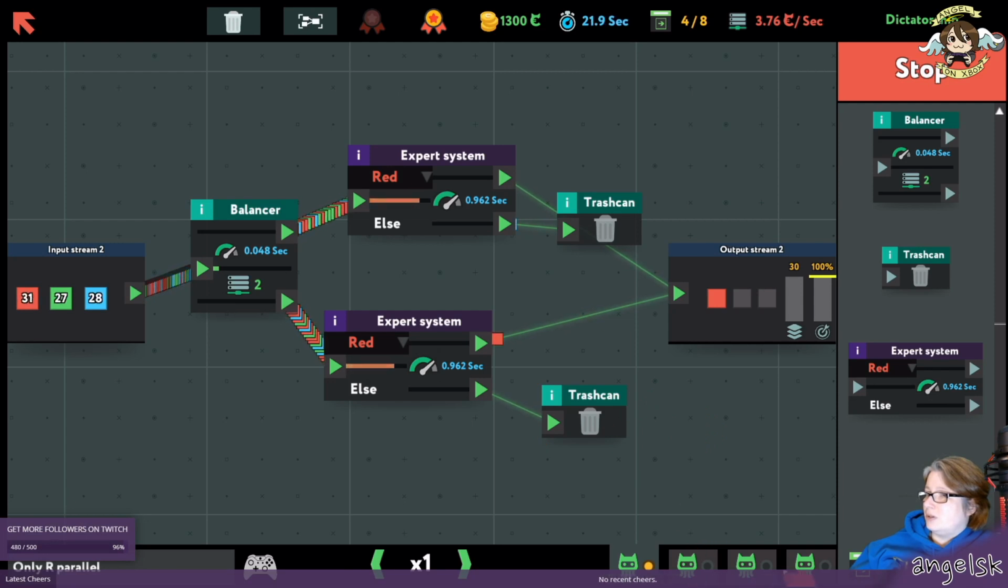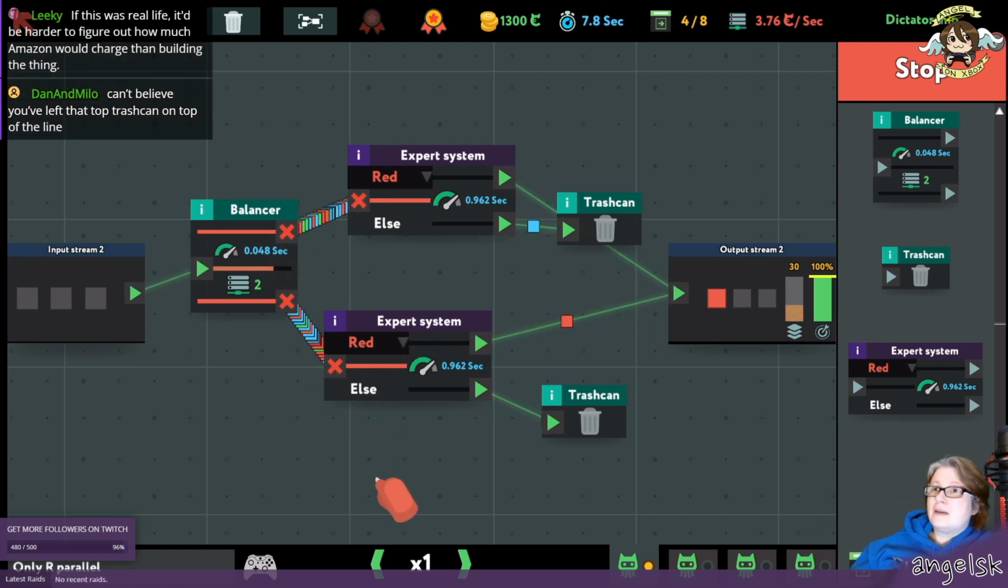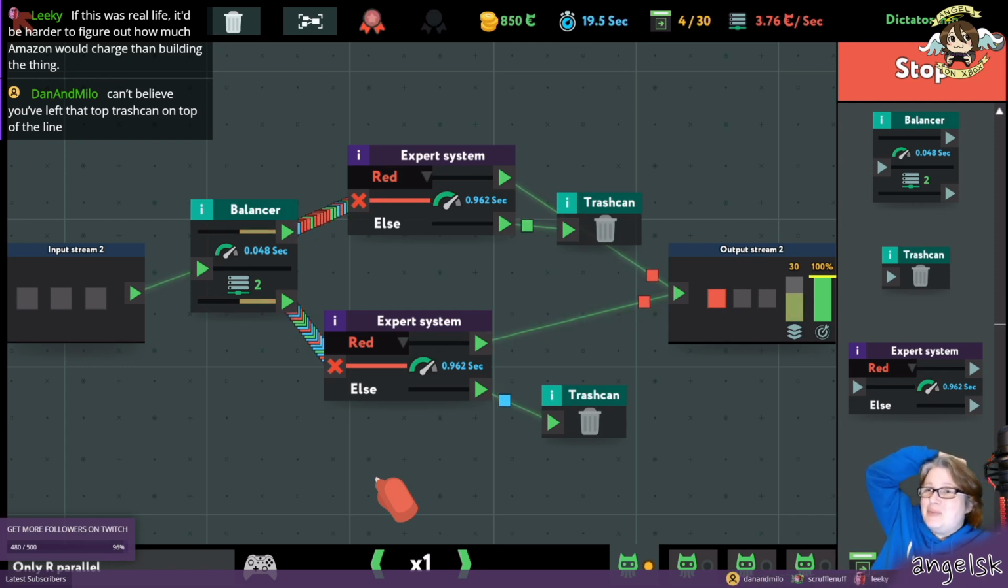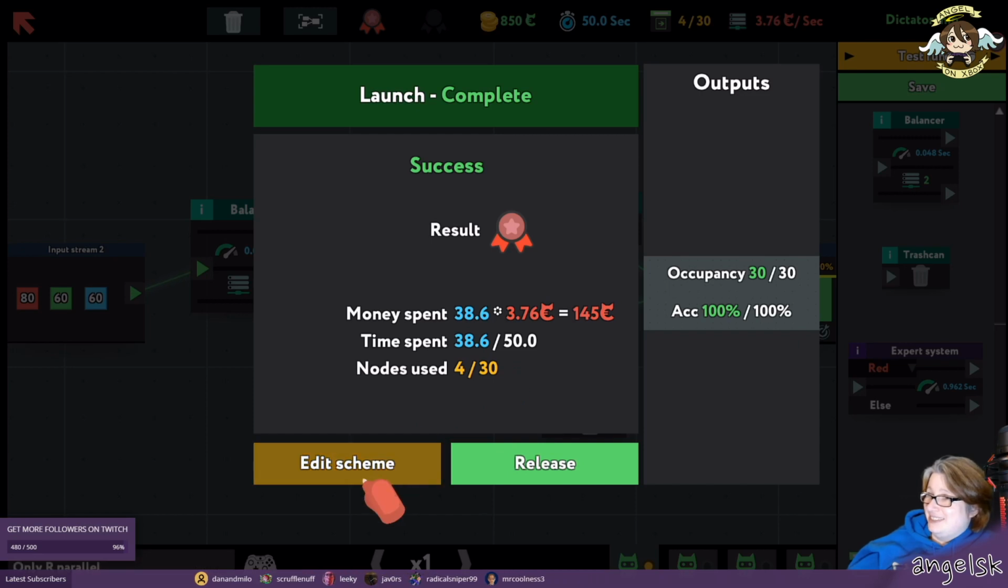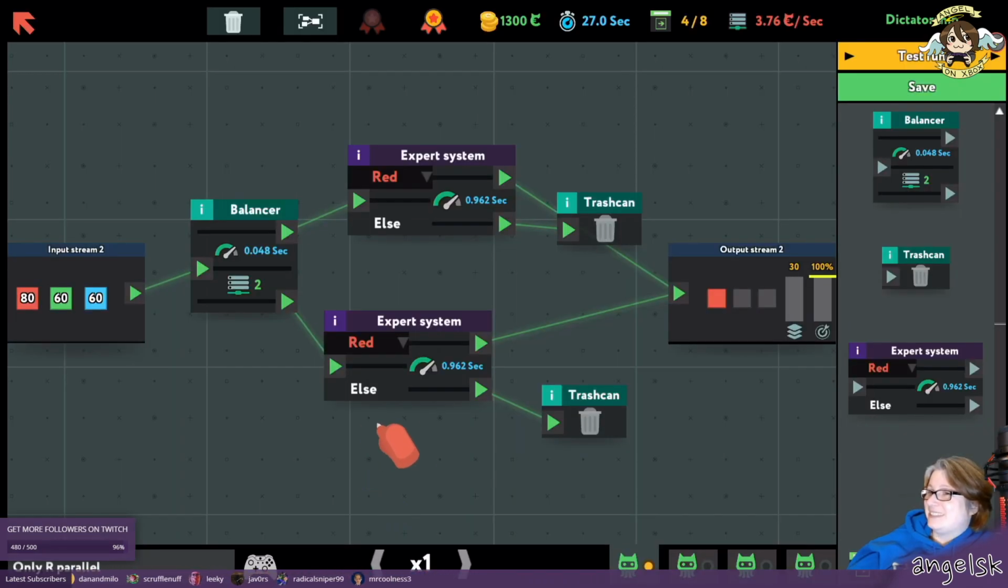I'm not quite sure what's going on with the whole cat thing. This is incredibly inefficient, by the way. You can tell by the giant queue system. I've left the top trash can on top of the line. I know, right? Oh my god, yes, that is very truly key. It would be, yeah, this is terrible. It would be harder to figure out how much Amazon charged than building the thing. I know, right? Yeah, so it is a success, but it is not, because bloody hell, that was inefficient.